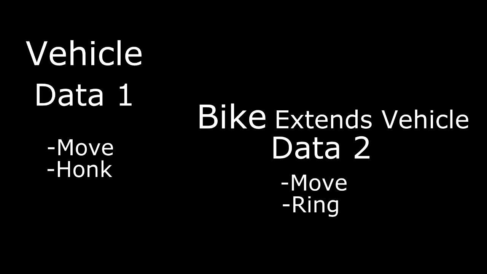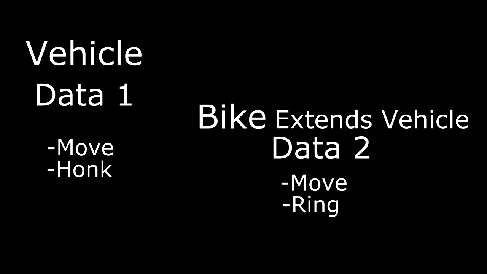Let's take a look at this graphic. So now we have this parent class named Vehicle. Inside this Vehicle we have data 1, which contains two methods. The first is the move method and the second is the honk method. And I will create another class which extends the Vehicle class. We'll create a class called Bike. Now this Bike is a subclass that extends the Vehicle class, and inside it we have data 2, which contains two methods. The first one is move, and the second one is ring.